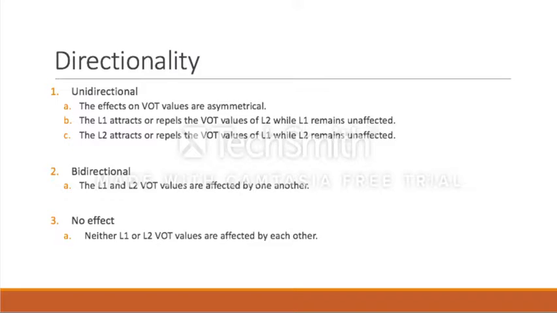So here again you can see what we've already defined. We have three different possible main effects. The first is unidirectional, where the effects on VOT values are asymmetrical: either the L1 attracts or repels the VOT values of L2 while the L1 remains unaffected, or the L2 attracts or repels the VOT values of L1 while the L2 remains unaffected. The bidirectional effect is when the L1 and the L2 values are affected by one another. And the last one is the no effect, where neither L1 nor L2 values are affected by each other.